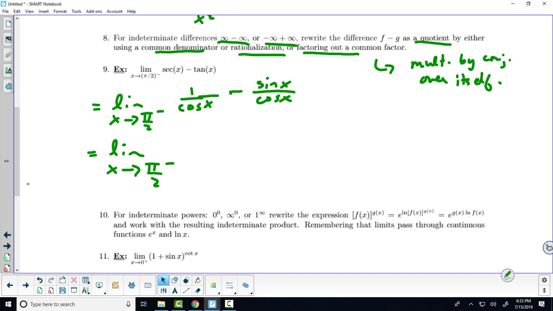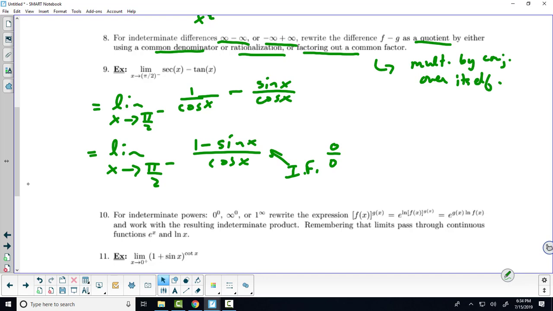Now we can write this as a single fraction, right? So what is this as a single fraction? It's 1 minus the sine of x all over the cosine of x. Look at this. This now has indeterminate form what? 0 over 0. You see that? Sine of pi over 2 is 1, so you get 1 minus 1 in the numerator. Cosine of pi over 2 is 0.